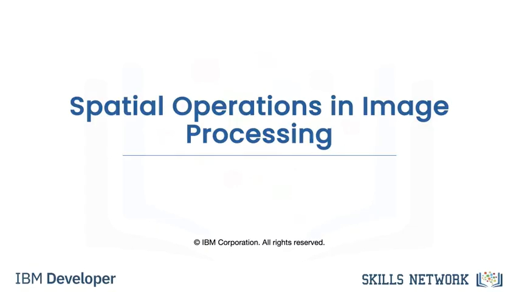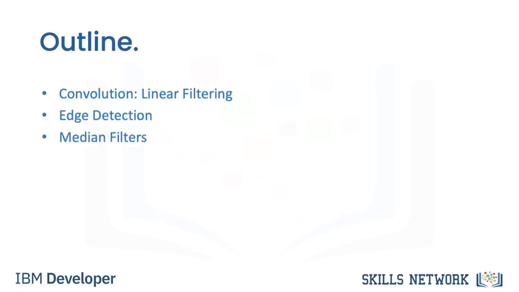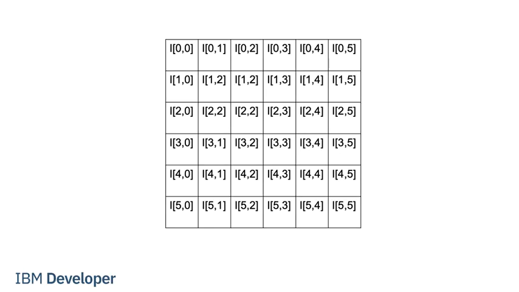In this video, we will discuss spatial operations in image processing. In this video, we will review convolution, sometimes called linear filtering, edge detection, and median filters. We will show the one-channel representation, but unless specified, we can apply these operations to each channel independently.